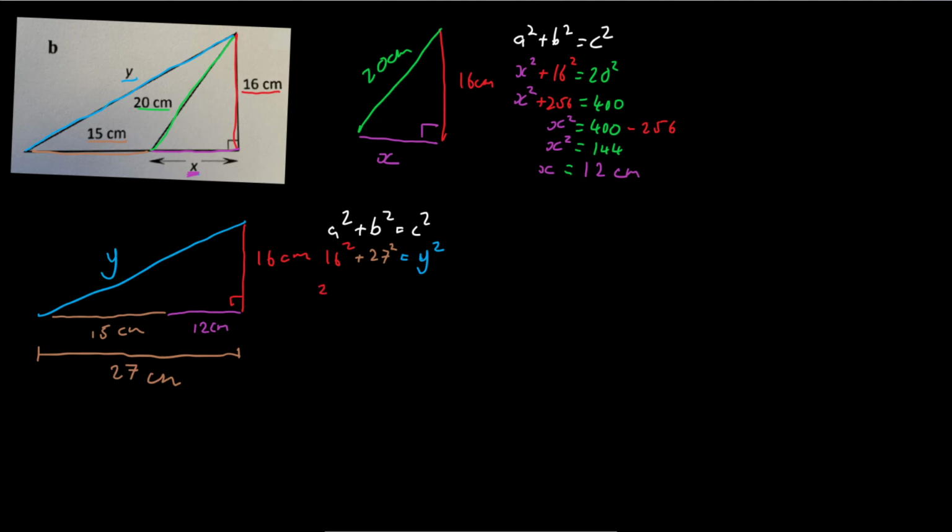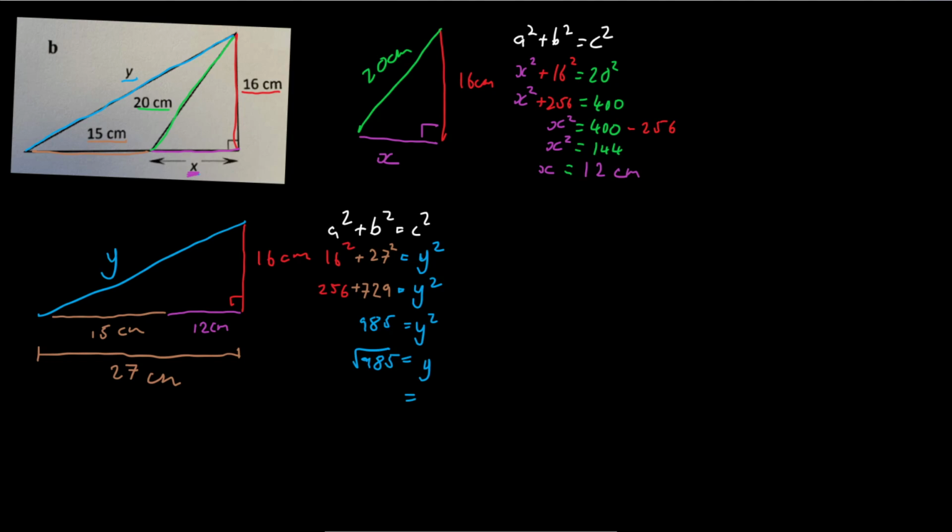So we've got 256 plus 27 squared. What would that be? Let me think. 729, and that equals y squared. Now we just want to add up 256 and 729. That'll be 985 equals y squared. We just want to square root both sides, so we'll have the square root of 985 equals y.